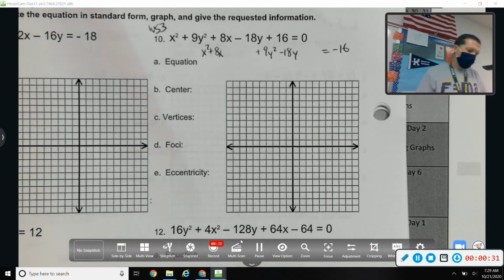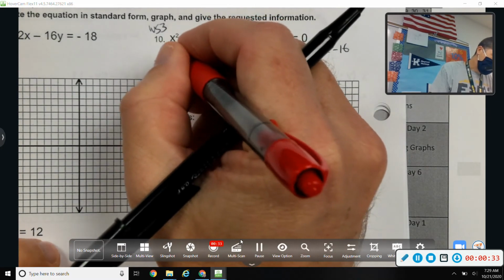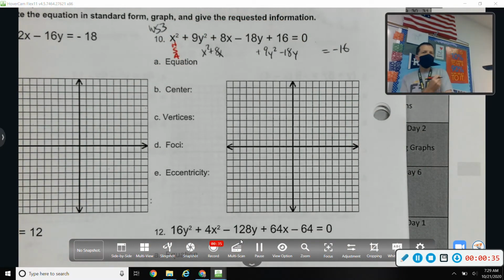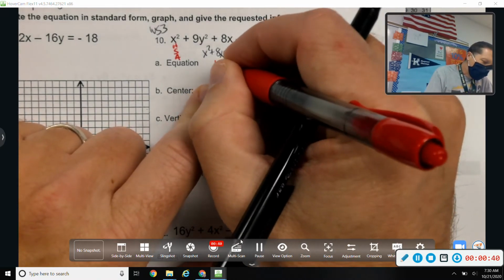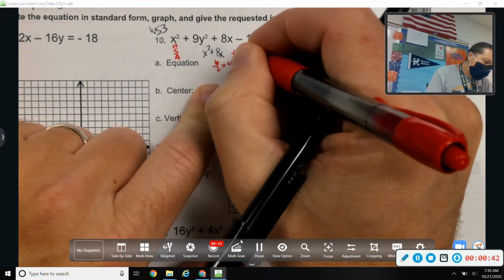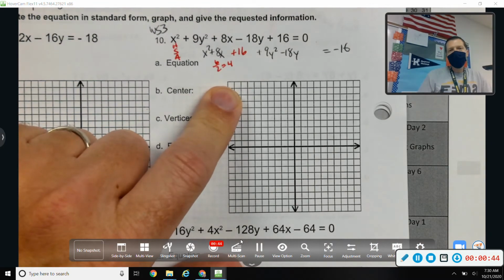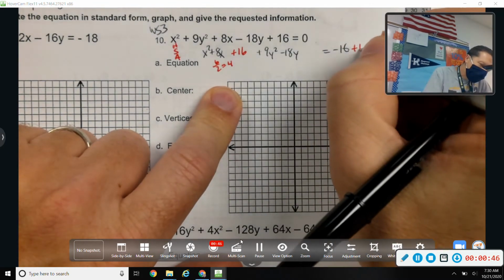And then half it, square it, add it. Half it, square it, add it, HSA. Don't forget to do all three of those steps. So B over 2 is 4. Square it, 16. Add it to both sides.